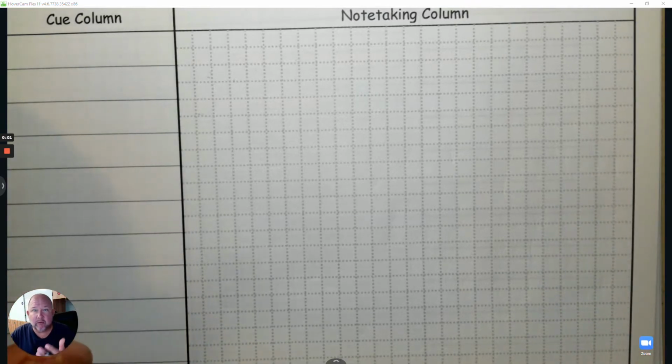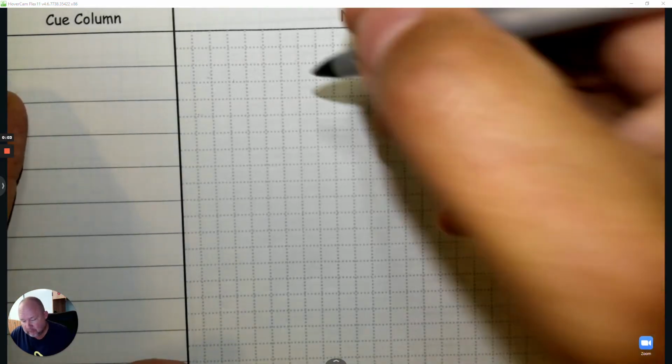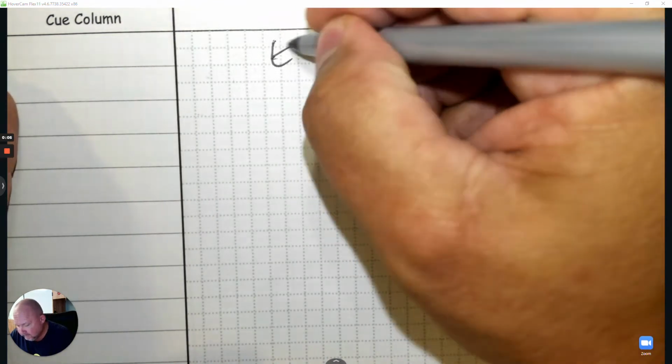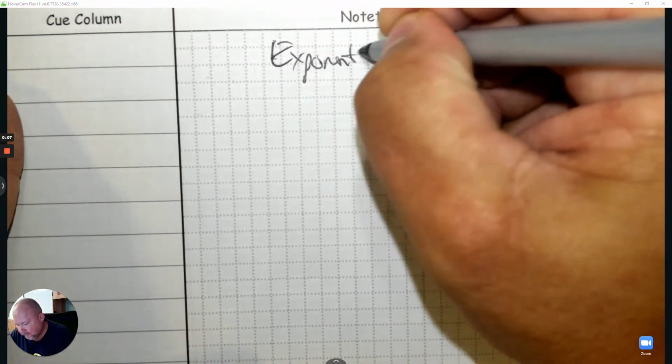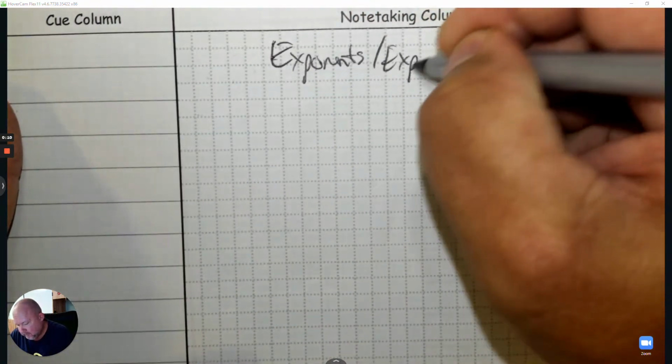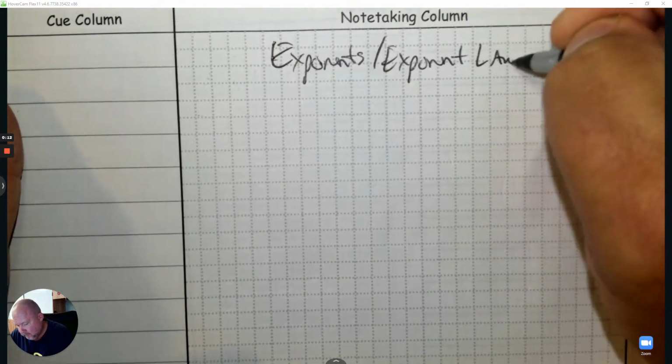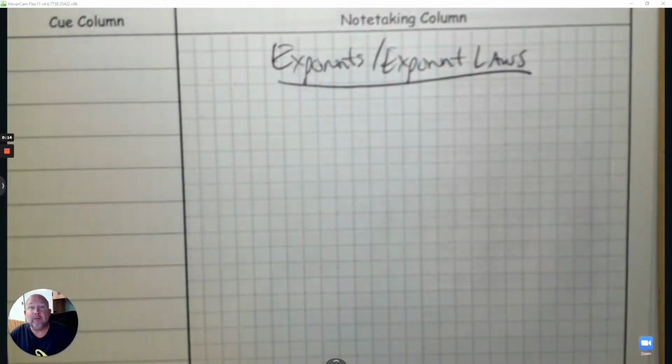All right, so here's a review before you take the quiz on exponent laws and exponents. So first, what is an exponent? How does that work mathematically? So let's look at that first.